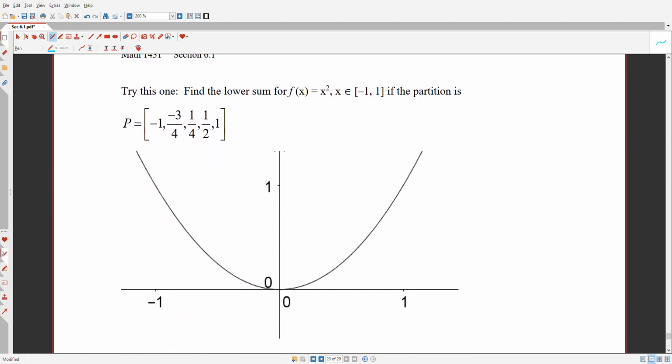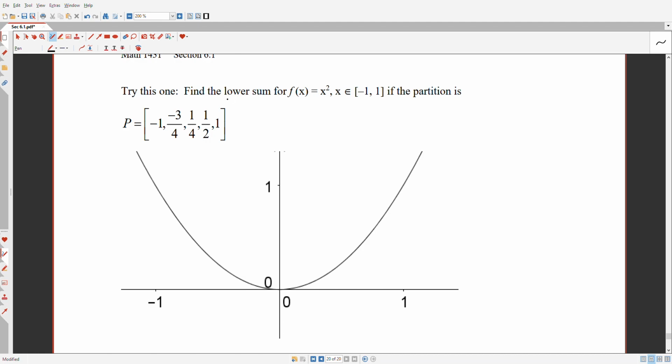So this is a good one that they're asking us to try, but I'll try and put it in here. It says, try this one. Find the lower sum. Now we're back to computing lower sums. This is from part 1 of our notes. For the function x squared, where x goes from negative 1 to 1. I'll just set this up for you guys to maybe finish yourself.